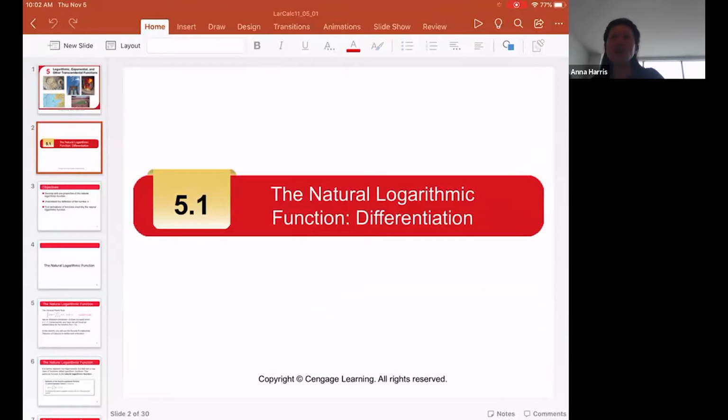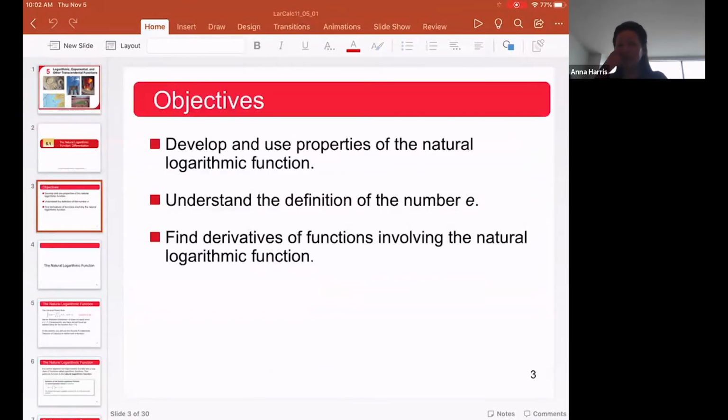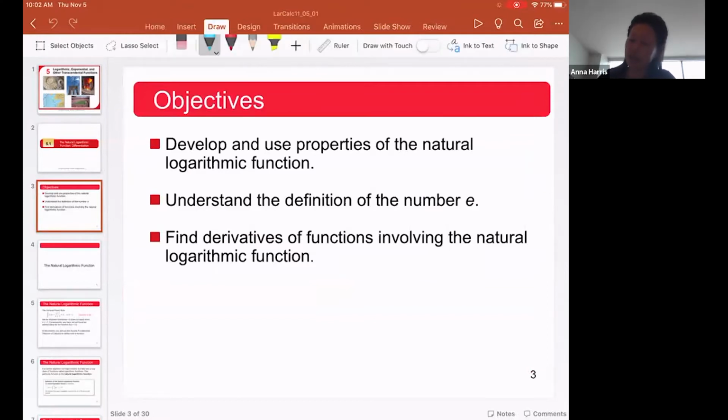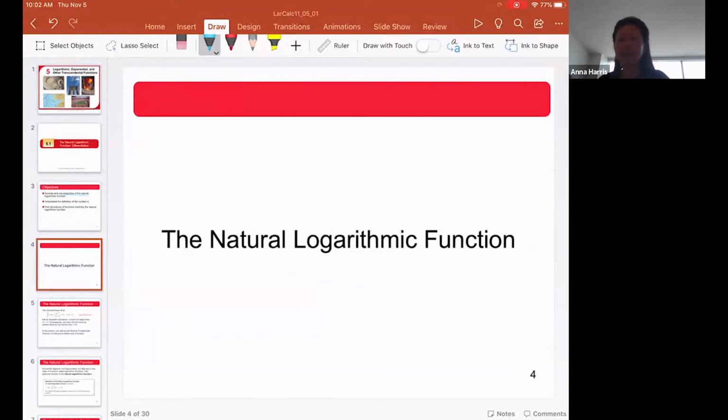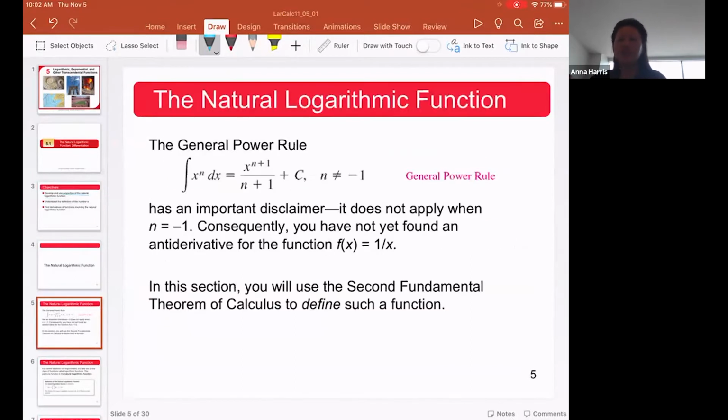All right, so natural log and differentiation. We develop and use properties of the natural logarithmic function. We are going to look at properties of natural log functions, understand the definition of the number e, and find derivatives of functions involving natural log functions. So this is what the general power rule that we know.